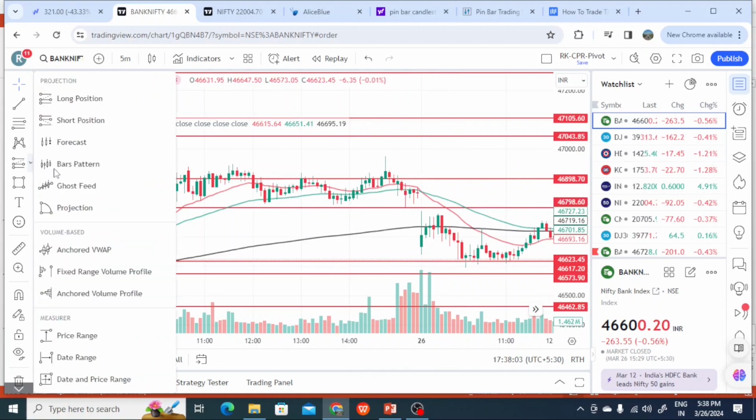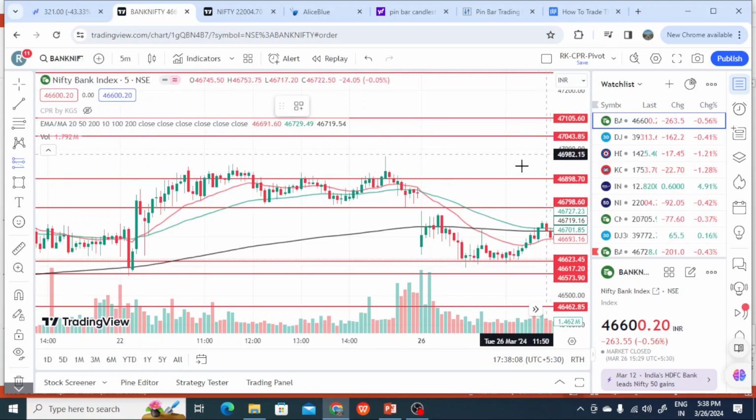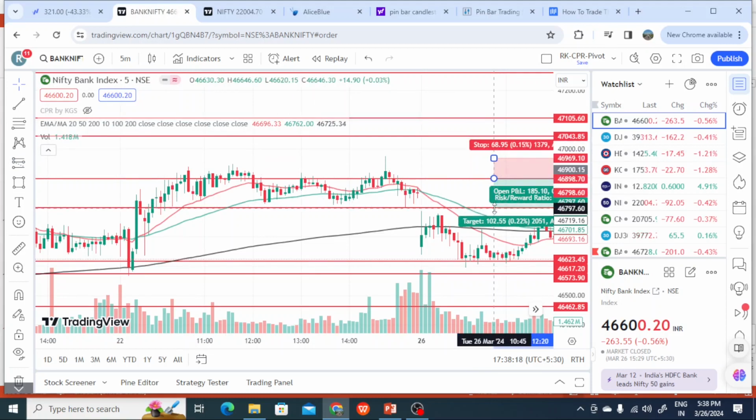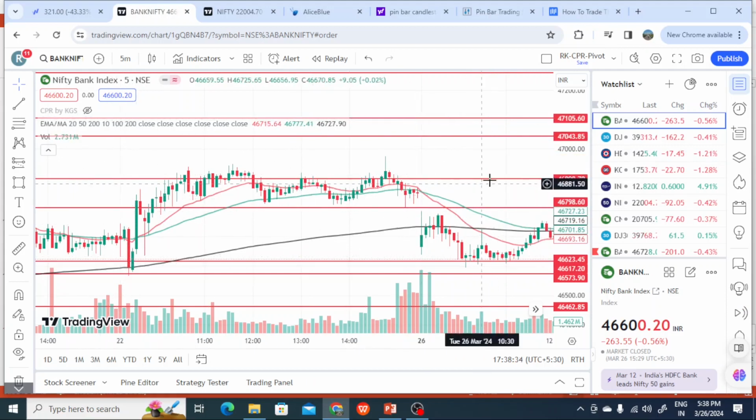For example, see here the price range. If you see the short position, my entry is here, stop loss is here, which is 68 points, and the same day it came down nearly 98 points. So it's always better to trail the stop loss after 1 is to 1. Sometimes we get a very good result, something like this.